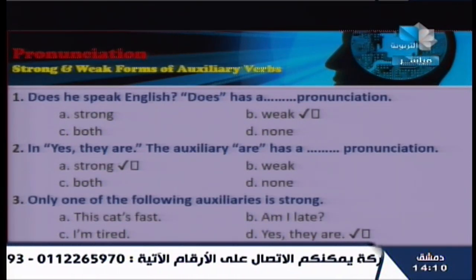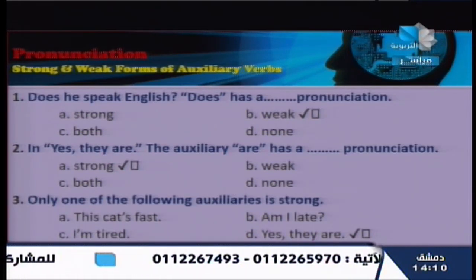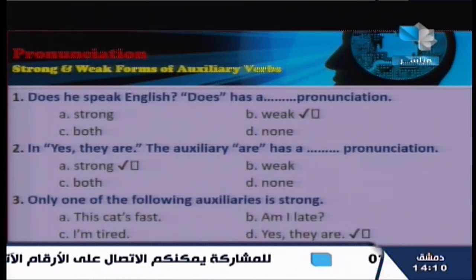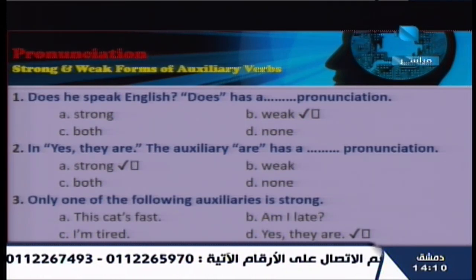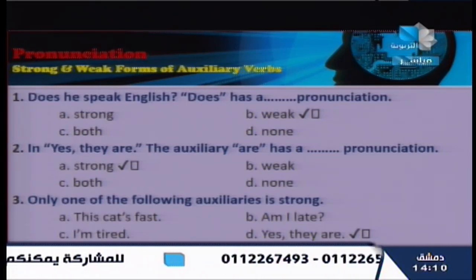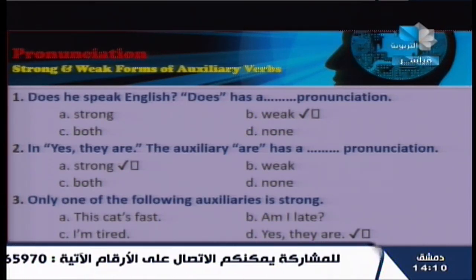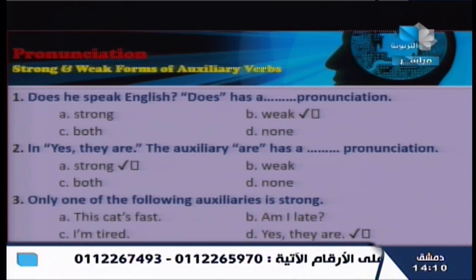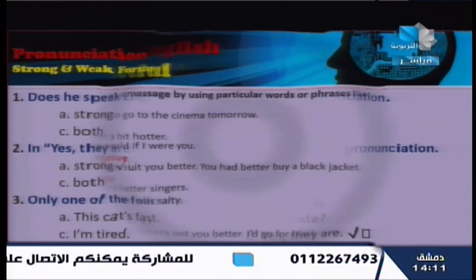I think this way of questioning is better than numbers 1 and 2, because we want the students to understand from the context. We want them to pronounce the auxiliaries in a correct way. So we usually use the last strategy, not the first one or the second one. But here, it's just an exercise.